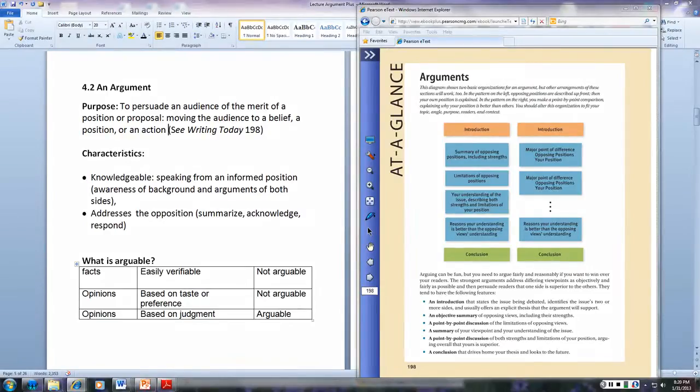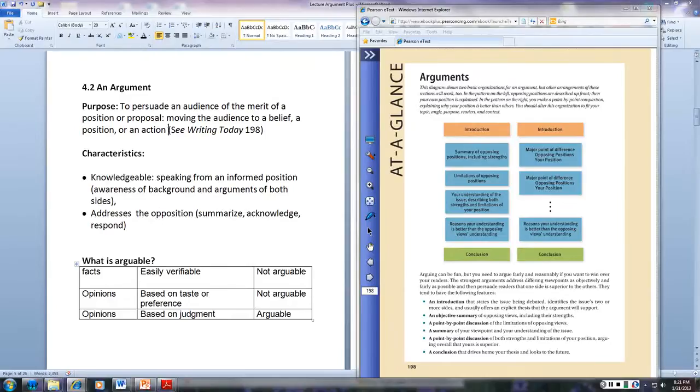So if we think in those terms, the purpose and the characteristics, that we are attempting to show our audience that our position is plausible and one that should be considered, that we are speaking as someone who is knowledgeable, then we have to think in terms of what is arguable. Facts are not arguable. Water boils at a certain temperature, it freezes at a certain temperature. Those are easily verifiable pieces of information and they are not arguable.